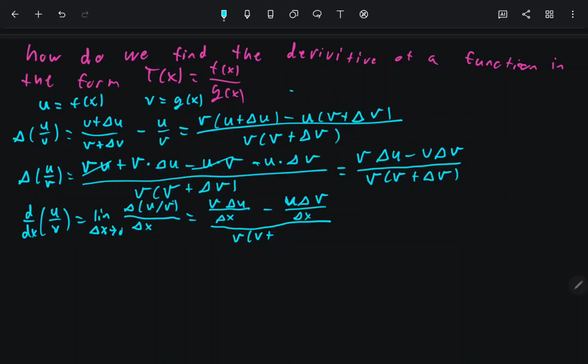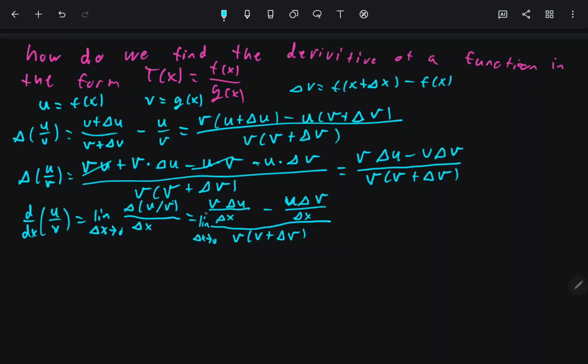is equal to f of x plus a change in x minus f of x. And we're making the limit as the change in x approaches 0. And this is just the change in v. All right. So what do we do with this?